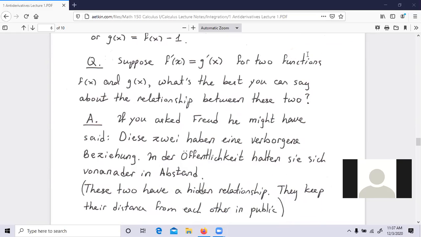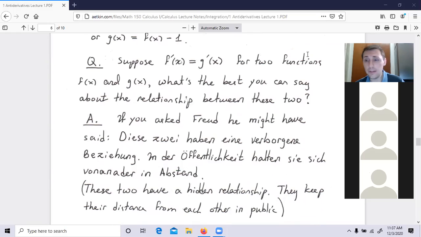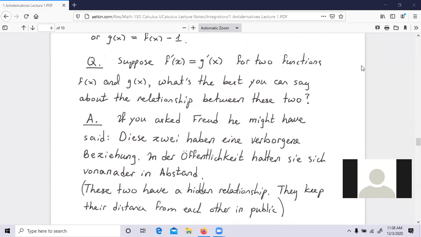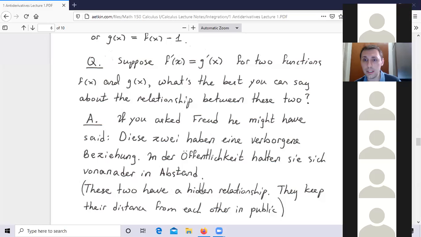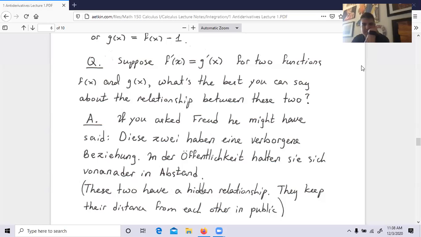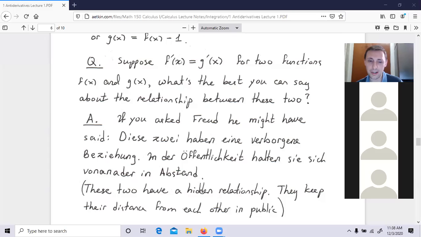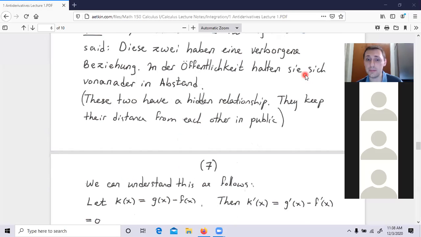The way I answered it, I suppose if you asked Freud, he might have said, diese zwei haben eine verborgene Beziehung, in der Öffentlichkeit halten sie sich voneinander in Abstand. These two have a hidden relationship. They keep their distance from each other in public. You see? That's why it's not boring to me, right? So I see all this nonsense. So what does it mean exactly?